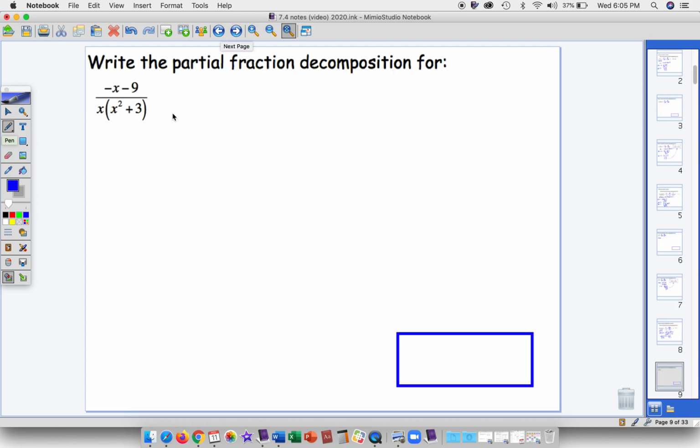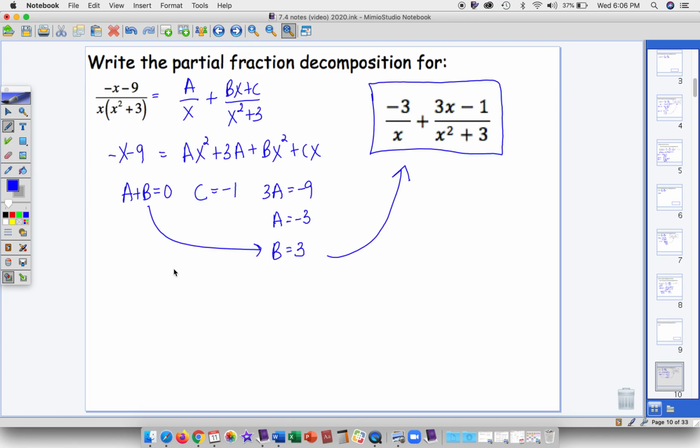So try this example of linear and irreducible quadratic. Set it up, pause the video, come back when you're done, and we'll compare. Okay, hopefully you got this solution. If not, compare the work and ask about it in class if you have questions.